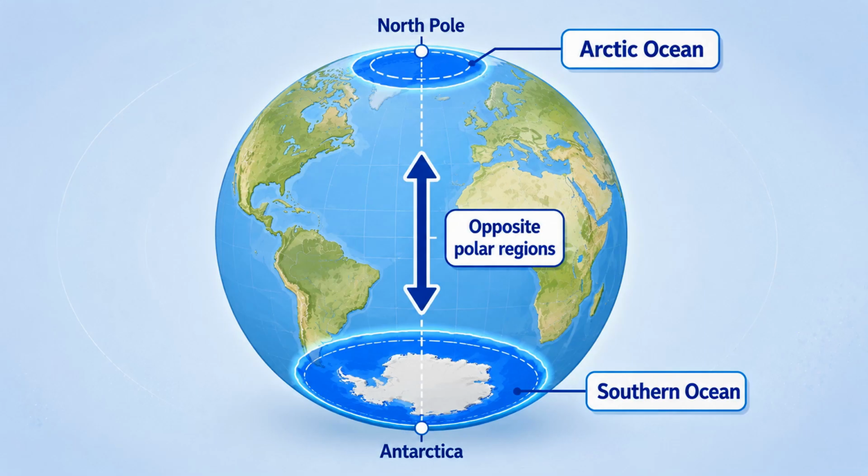A polar map places a pole at the center, so the surrounding water is easy to read. The matched views show the Southern Ocean around Antarctica and the Arctic Ocean around the North Pole.